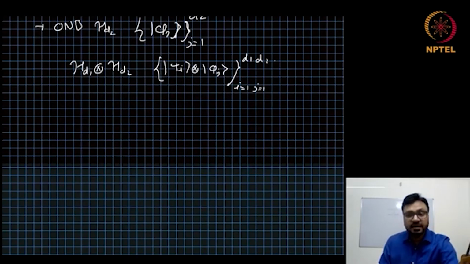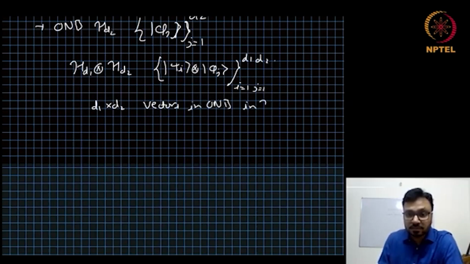Okay, so in that way, there are D1 times D2 vectors in the basis. Hence, the dimension of this space is D1 times D2. So that's why we are writing Hilbert space D1 D2.